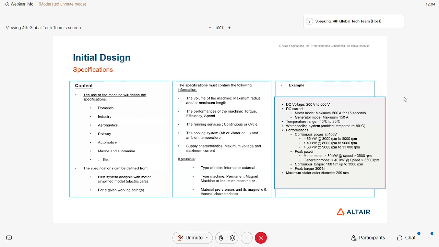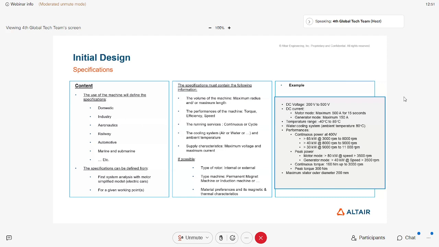The running services, because it's different to design a motor for continuous service or for a motor that will run like 20 seconds at high speed. There are some motors that need to run at 50% of the performances and then continuous running, and then we may need a higher speed for a small time slot. This is something we need to know, because there are thermal constraints which are different. Then we need to know the running services.